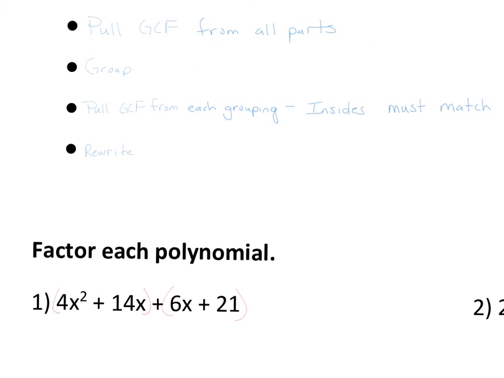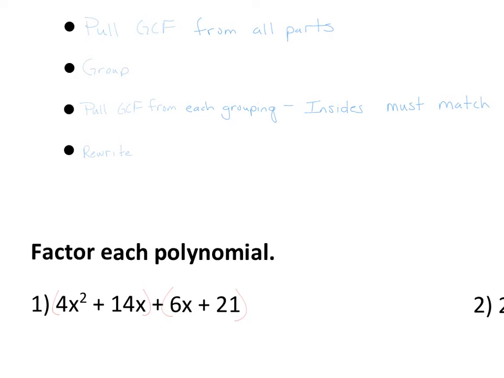Now the third step says pull GCF from each grouping. So we're going to look for a GCF just out of these 2 and a GCF out of these 2. So we're going to pull a GCF from each grouping. And what's going to be really important here is our insides must match. I'll talk about what that means in a second. And then our last step will be to rewrite, for a final answer.